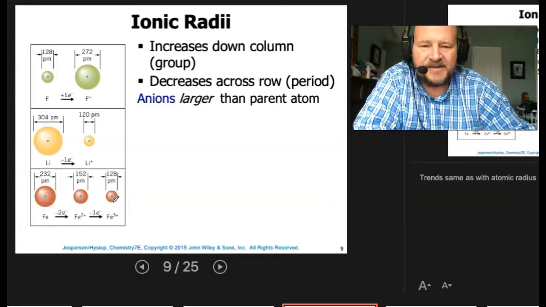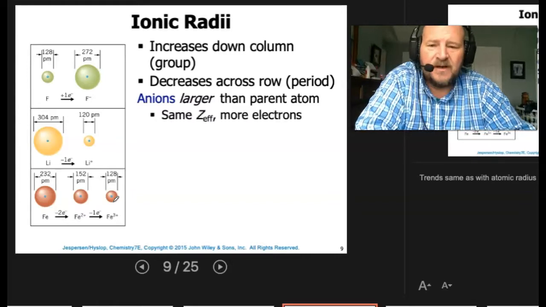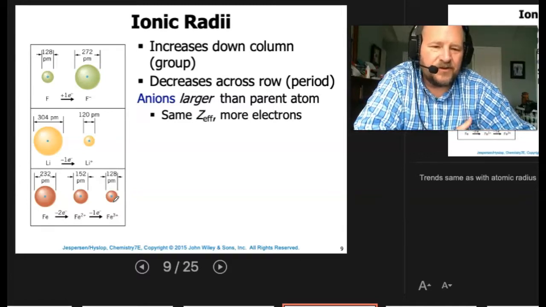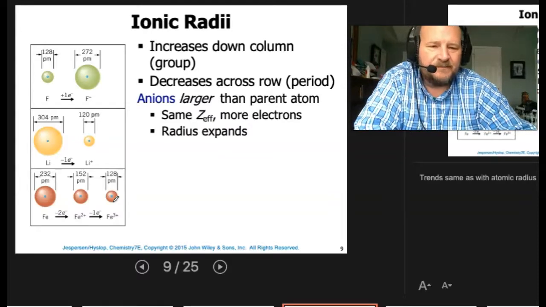For anions, they get larger than their parent, and that's always going to be a guarantee. Anions will always get larger than the parent atom. And again, that's because you have the same effective charge, but now we have more electrons that the effective charge has to tend to, if you want to think of it that way. The radius will always expand.